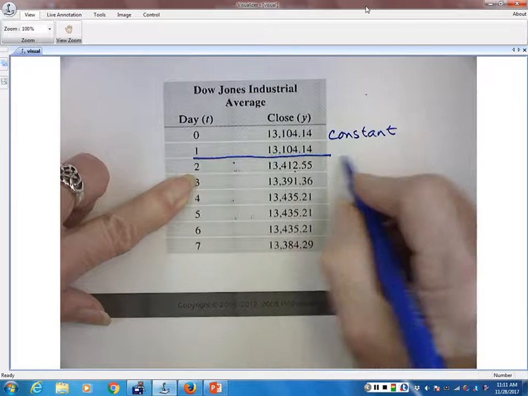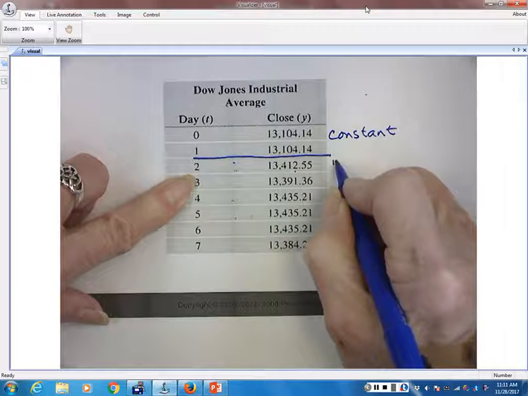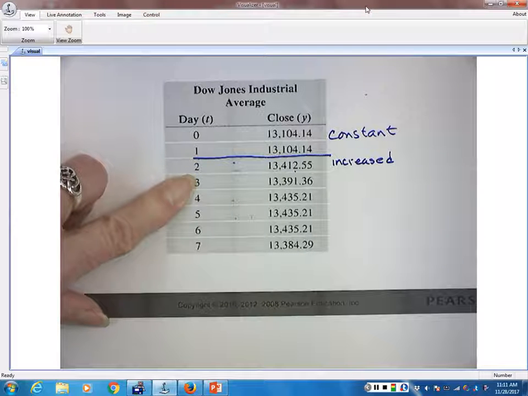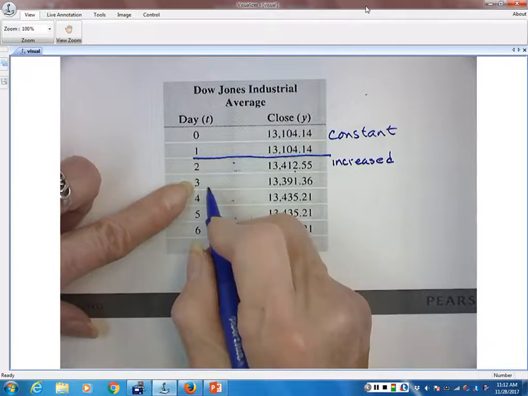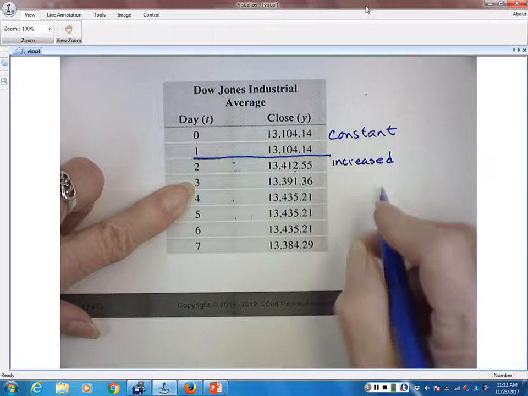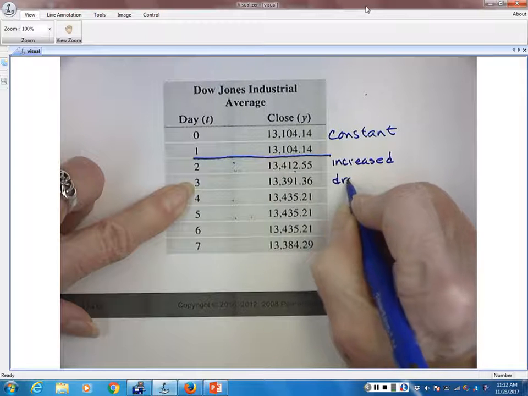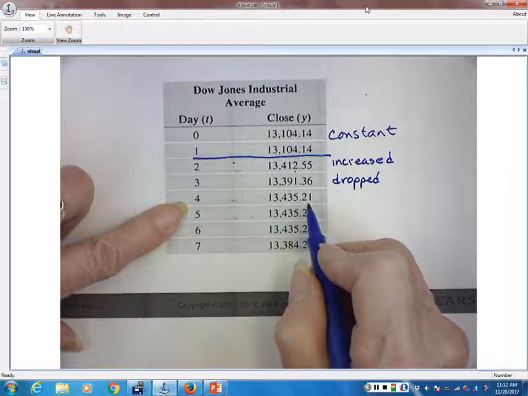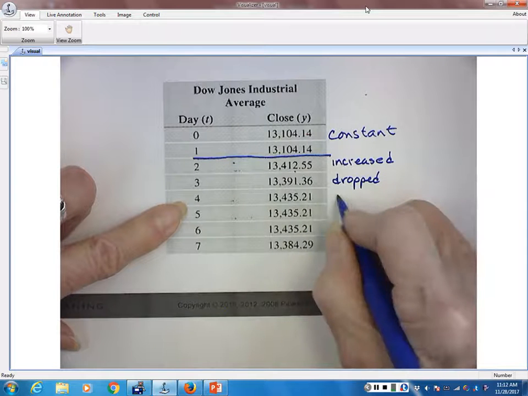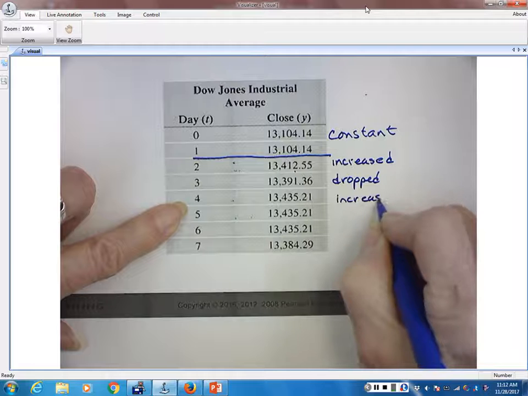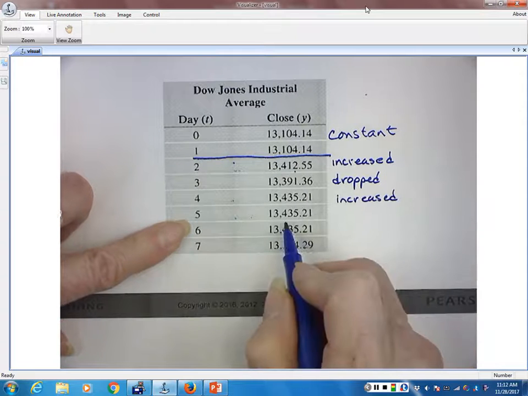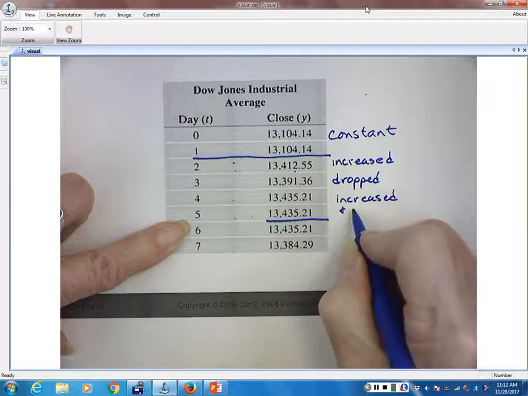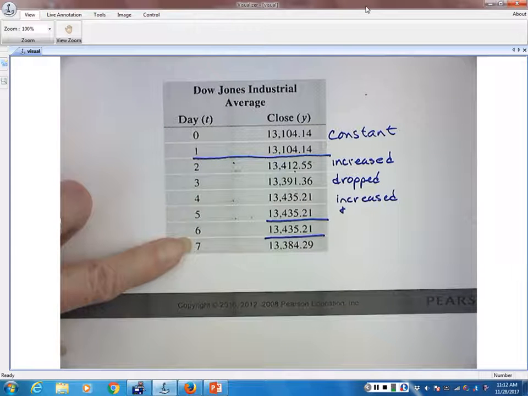then it has actually increased. Not a lot, but a little. But then the next day, it drops back down. And then it recovered and went a little bit higher. And then it stayed pretty constant for about 3 days.